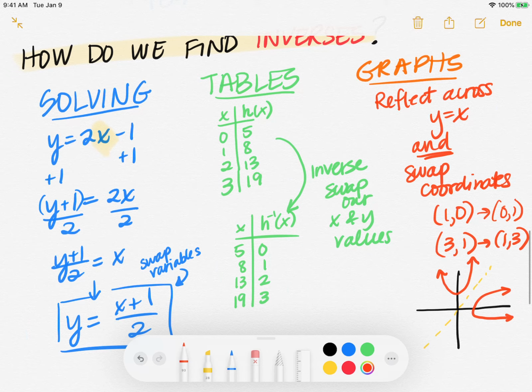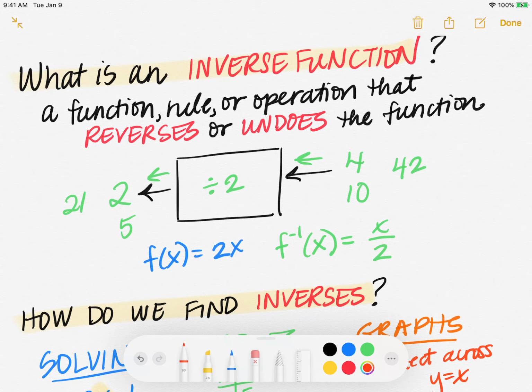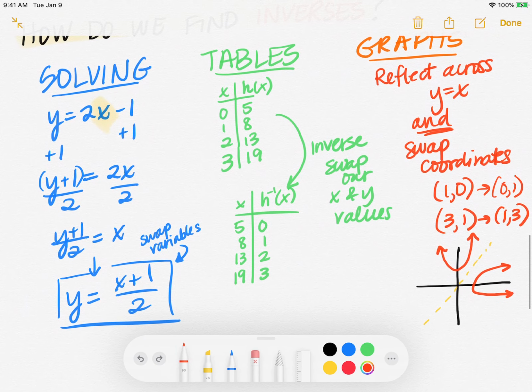So this is a really quick overview of what we learned on Friday with task 1.2 and how we actually find inverses of functions. Remember, an inverse is something that undoes or reverses the function. So if we were multiplying, now we are dividing. And we have 3 ways to find those inverses. First is just by solving. Solve for that x variable and swap your variables at the very end so we have a new function in terms of y. We could also look at the table and we can just exchange our x and y values.